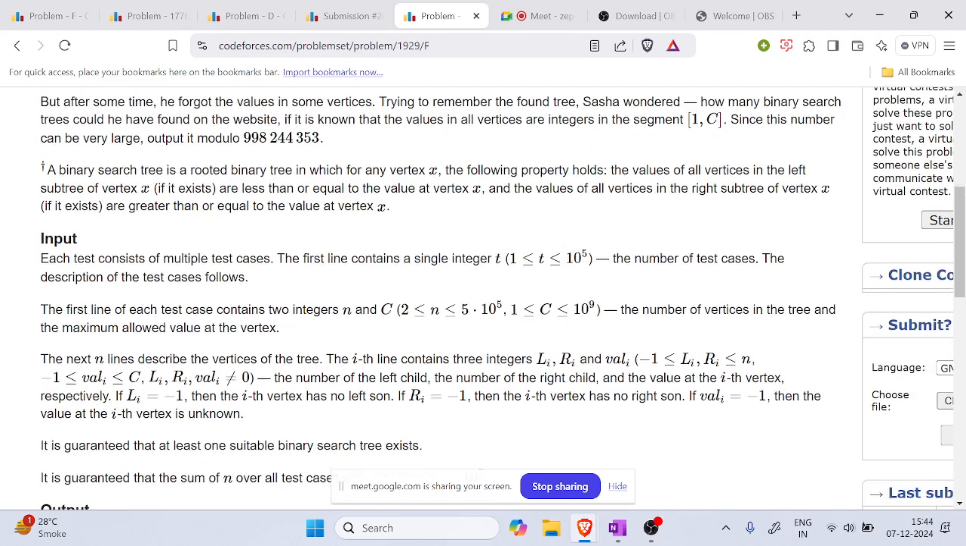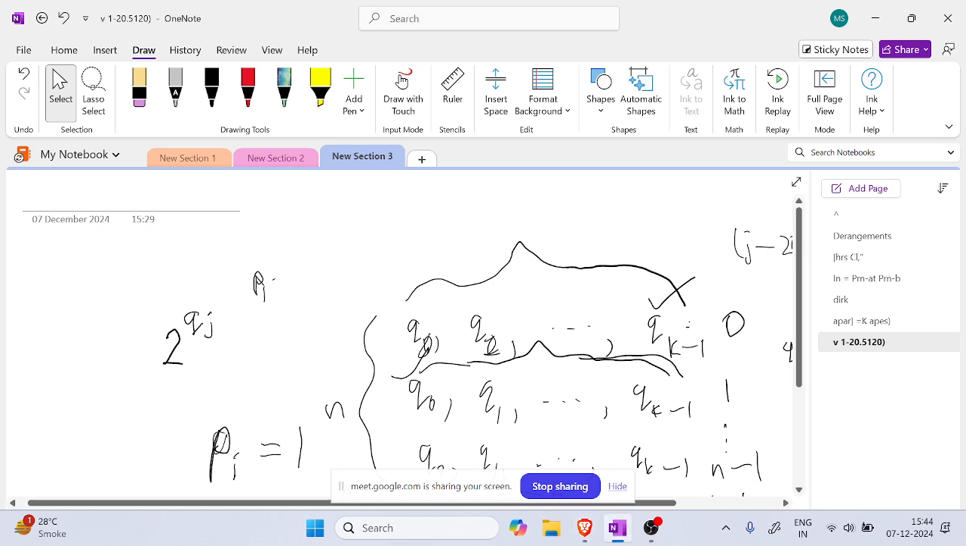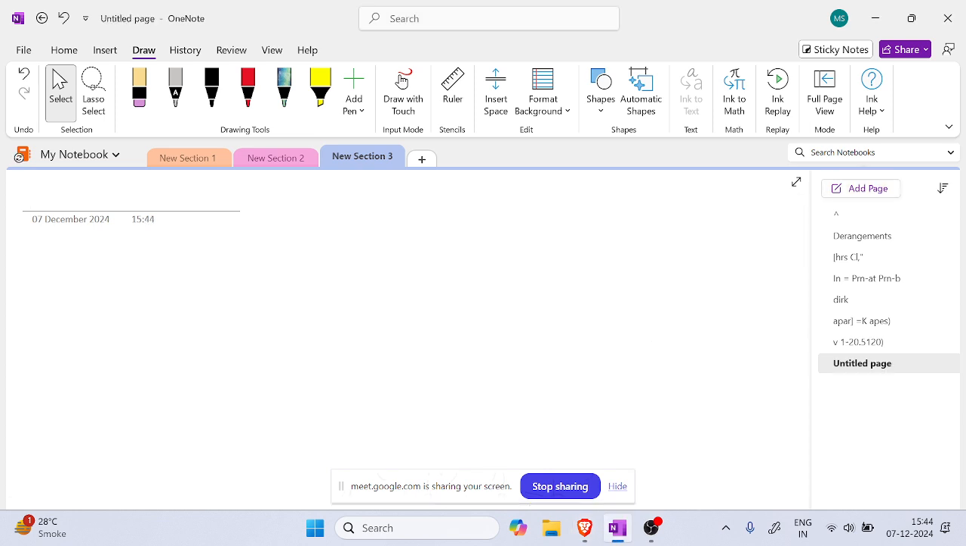So that is a binary search tree. And so basically, this problem is such that just one observation solves it, which is the fact that, let's consider any binary search tree.